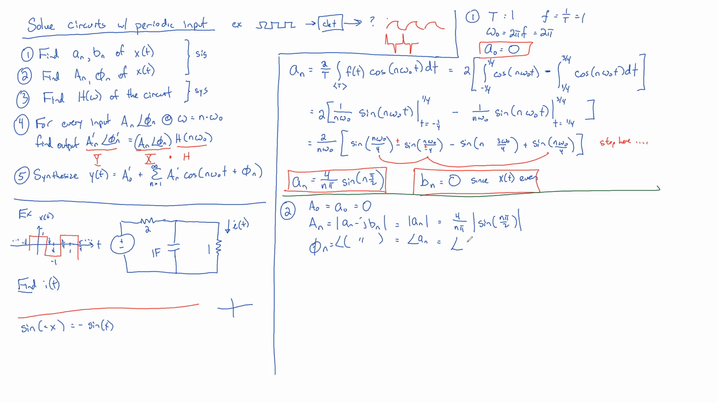It's going to be the angle of 4 over n pi plus the angle of sine of n pi over 2, right? The angle of this whole thing is equal to the angle of the first part plus the angle of the second part. And what's the angle of a real positive number? Phil? 0. It's always going to be 0. So that's just the same thing as the angle of the sine of n pi over 2. Okay. So we've done step 2. Step 3.